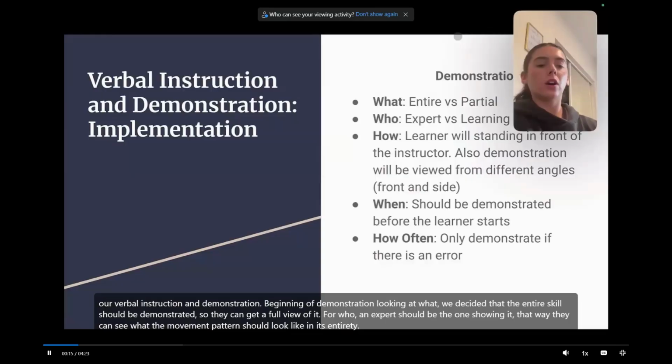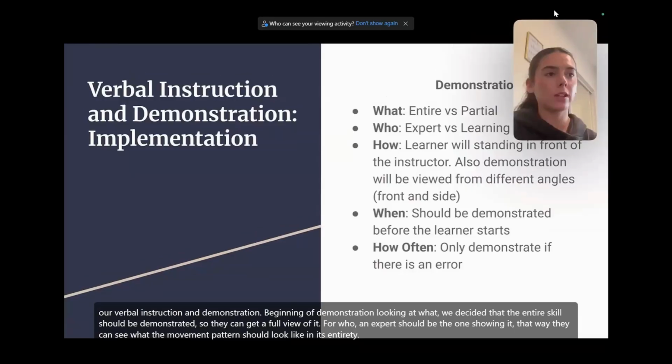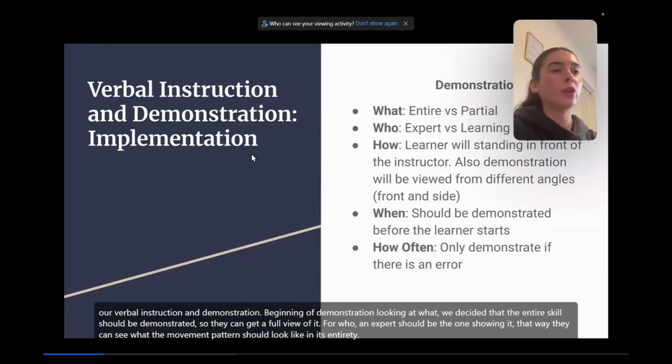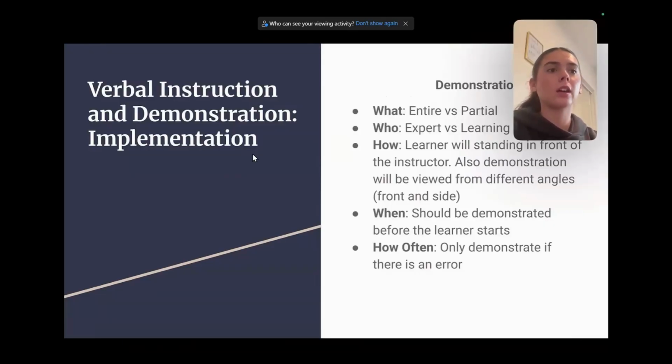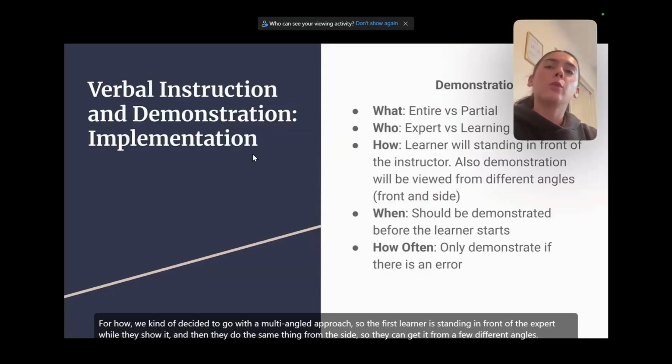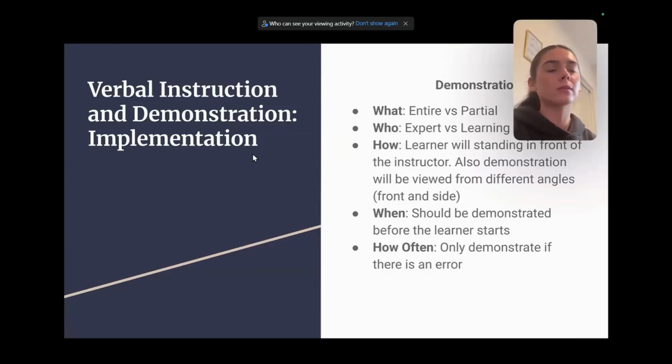Of our verbal instruction and demonstration, beginning with demonstration, looking at what we decided that the entire skill should be demonstrated so they can get a full view of it. For who, an expert should be the one showing it. That way they can see what the movement pattern should look like in its entirety. For how, we kind of decided to go with a multi-angled approach. So the first learner is standing in front of the expert while they show it, and then they do the same thing on the side so you can get it from a few different angles.